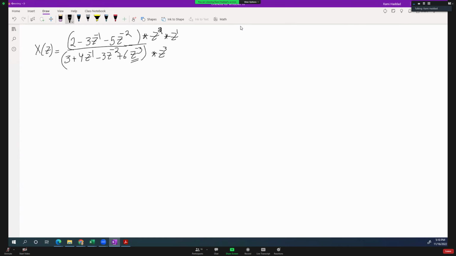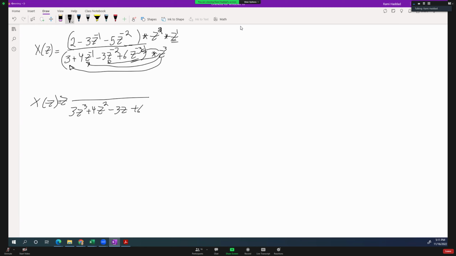Now let's multiply. If I take this and multiply it with 3, X of z equals 3z cubed plus 4z squared minus 3z plus 6. All what I did is multiply this with that, this with that, this with that, and this with that. And that's what I end up getting. Now I'm going to keep this z here, this extra z that I said I don't need.